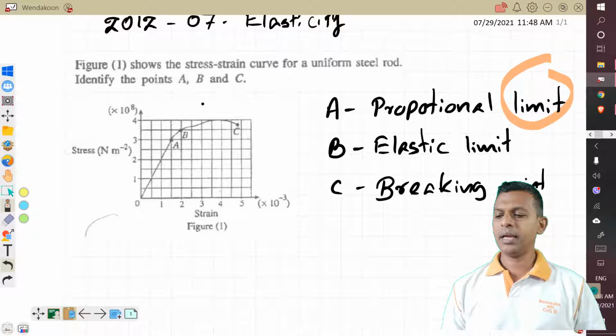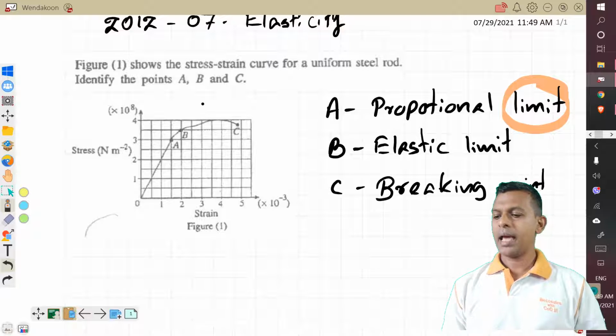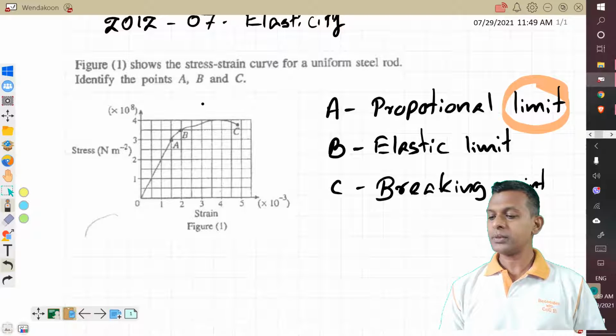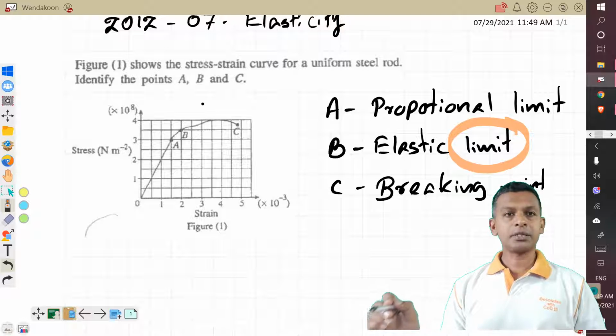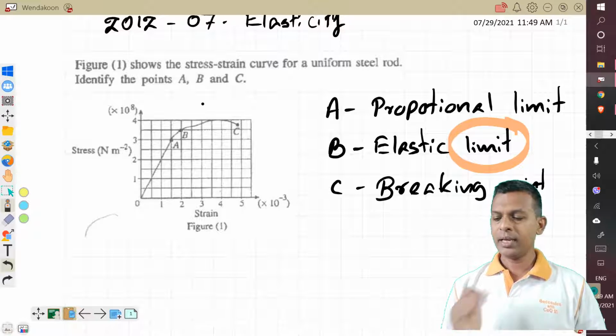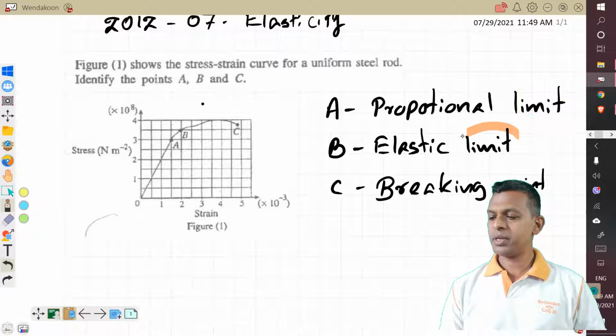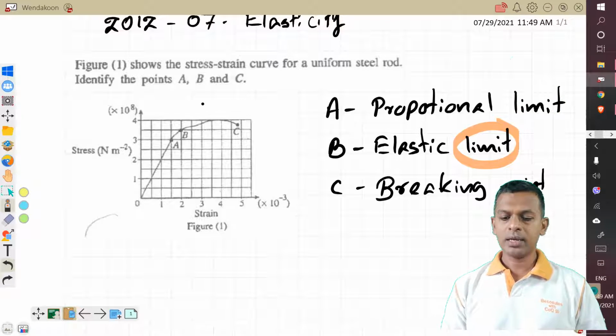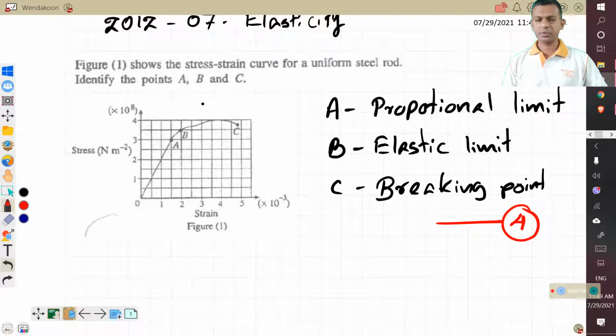It is important to know that A is the proportional limit, it is not the proportional point, and B is the elastic limit, it is not the elastic point, because it is the limit where the elastic region ends, and A is the point where the proportional region ends. Okay, therefore these words must be there for you to get marks. Then you have 4 marks for the identification of these 3 points. If you get any of those wrong, you will be given 1 mark for each correct identification.